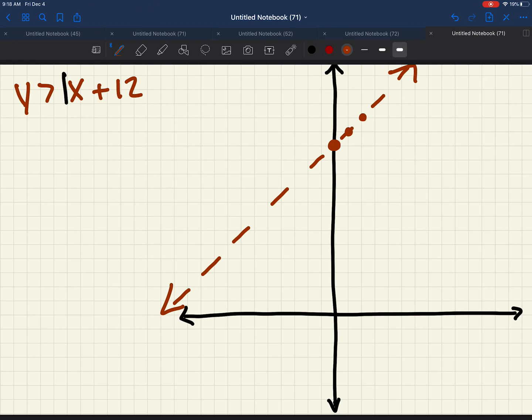Now, sometimes it's easy to tell just by looking at your inequality, right? It says y is greater than this, so if it's greater than, do you think we're going to shade above or below? Above, but we're going to check it every time with an ordered pair. What would be the easiest value ordered pair to plug in for x and y? I'm giving you a hint.